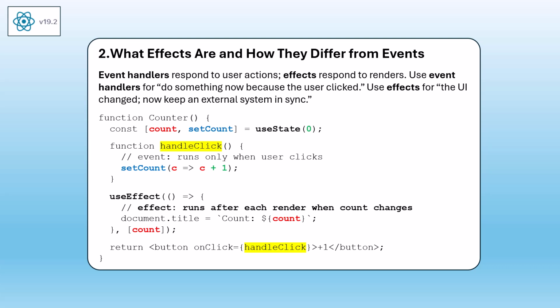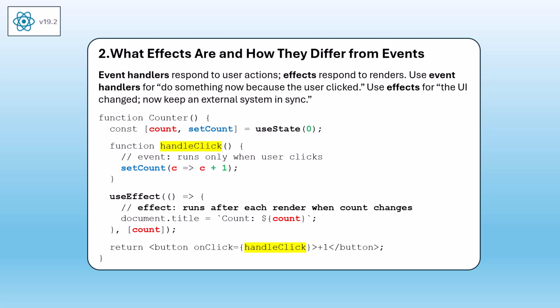2. What effects are and how they differ from events. Let's begin by clarifying what we mean by effects. Inside a component, there are two broad types of logic. First, the logic that describes what should appear on the screen. This is essentially a pure calculation. Given input, props and state, produce output, the UI. Second, the logic triggered by user actions, clicks, typing, navigation, which we call event handlers. Event handlers are explicitly tied to user-driven interactions.